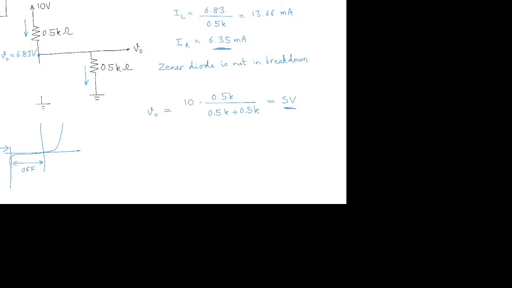Now is this consistent with the fact that the Zener diode is off? And the answer is yes, right? Because remember what the knee voltage of the Zener diode was? We calculated that it was around 6.8 volts or so, isn't it? So now the voltage is lower than that, so the Zener diode has not reached breakdown, and therefore the Zener diode is off, and the output voltage is simply 5 volts.